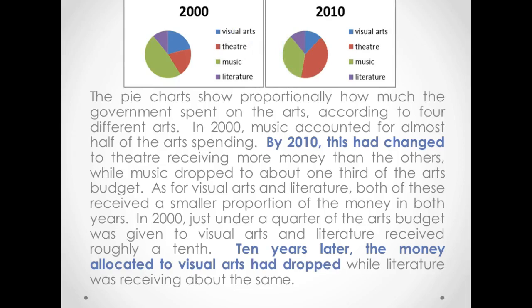There are the graphs again. Try to make connections. For example, music dropped to about 1/3. Music here is almost a half, but here it dropped to about 1/3. What about this one? 10 years later, the money allocated to visual arts had dropped. Let's look at visual arts. Here it is, and it too is smaller. So the text is very clear.